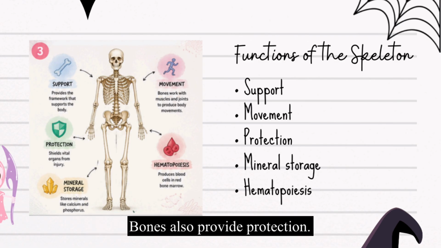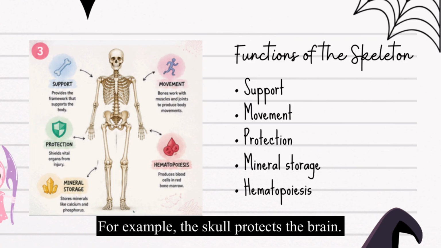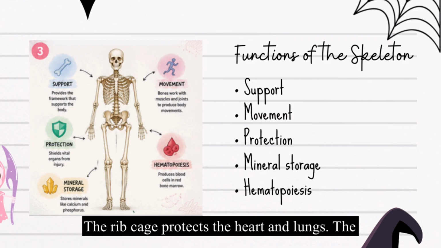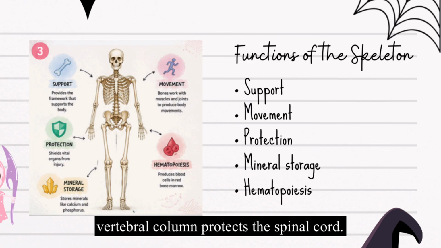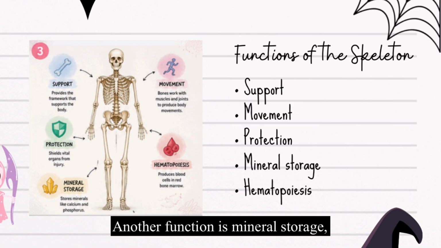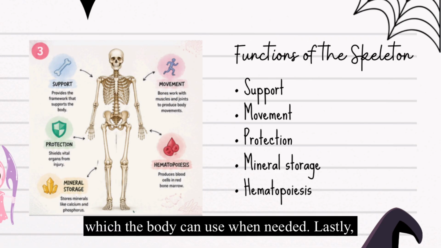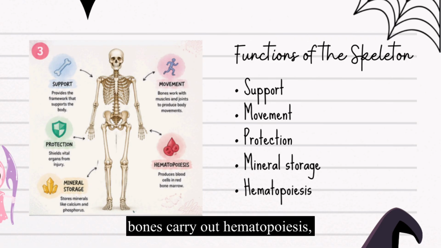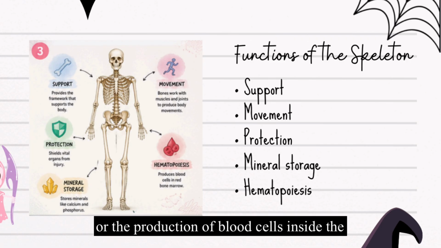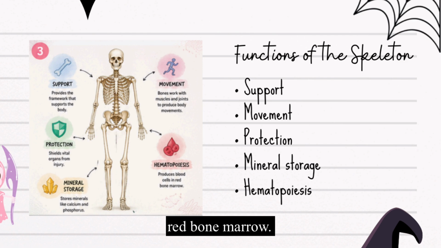Bones also provide protection. For example, the skull protects the brain, the rib cage protects the heart and lungs, the vertebral column protects the spinal cord. Another function is mineral storage, especially calcium and phosphate, which the body can use when needed. Lastly, bones carry out hematopoiesis, or the production of blood cells inside the red bone marrow.